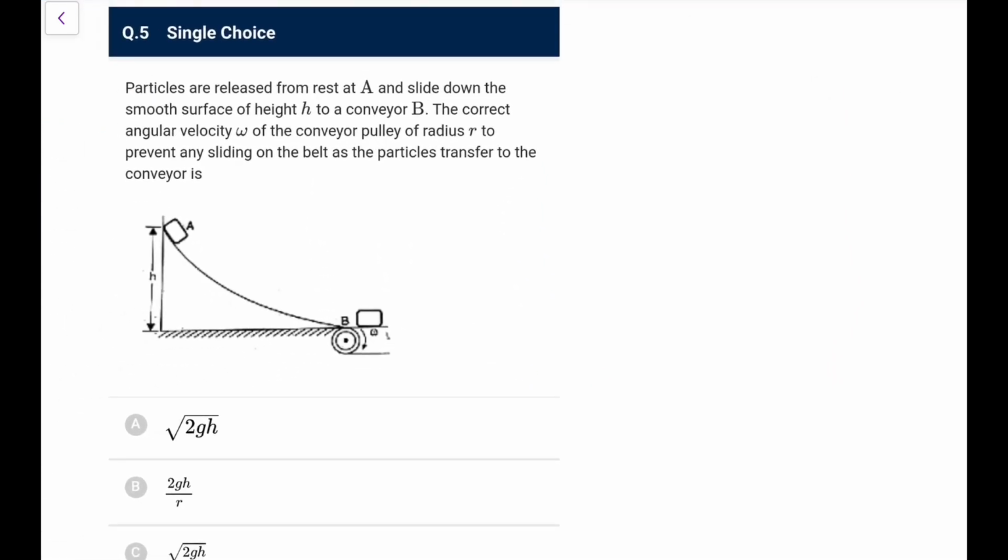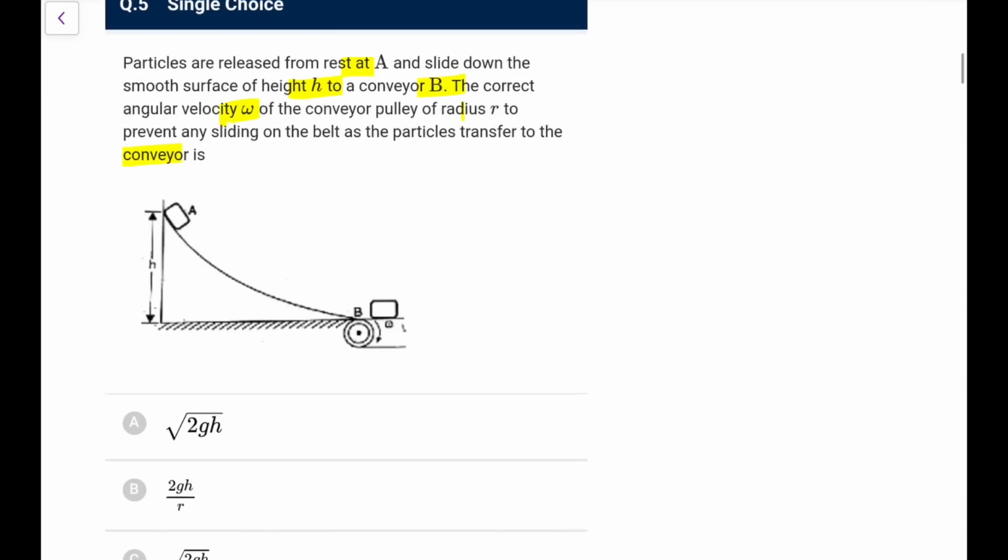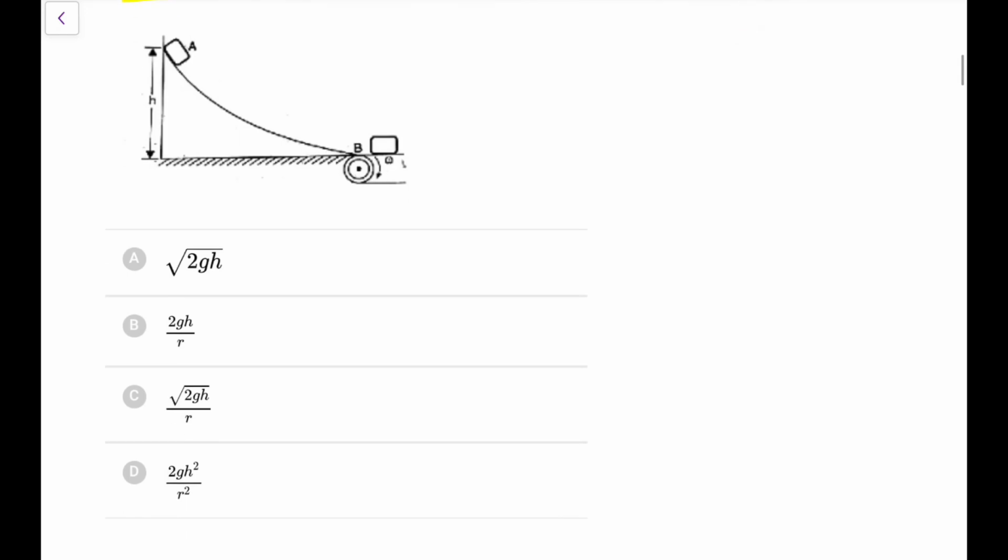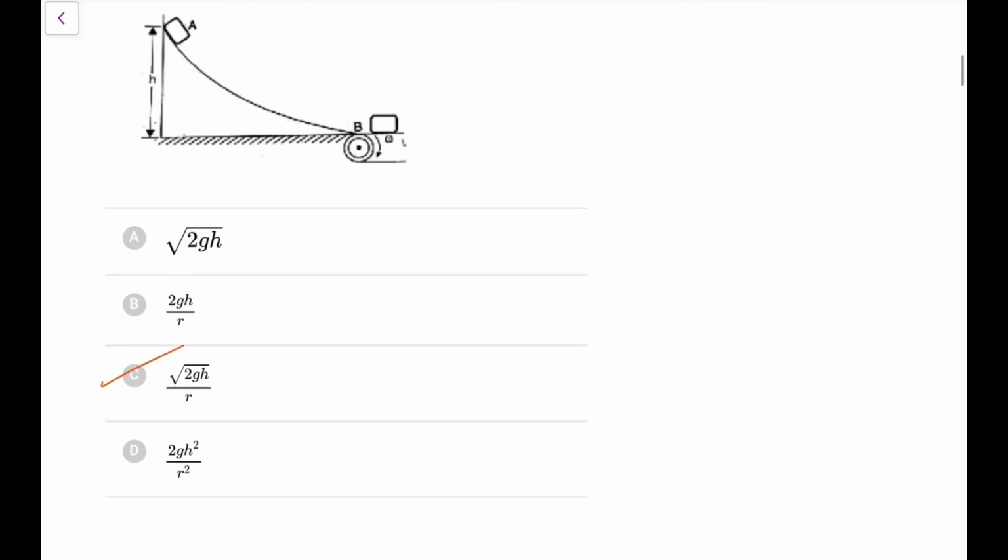Particles are released from rest at A and slide down the smooth surface of height h to a conveyor B. The correct angular velocity of the belt of radius r to prevent any sliding as the particles transfer to the conveyor is, again I think this is a repeated one. When it reaches B, because it is a smooth surface, the speed would be equal to root 2 gh, and that should be equal to omega times r. So omega is root 2 gh upon r for no slipping condition. So that is option C. I can make it out.